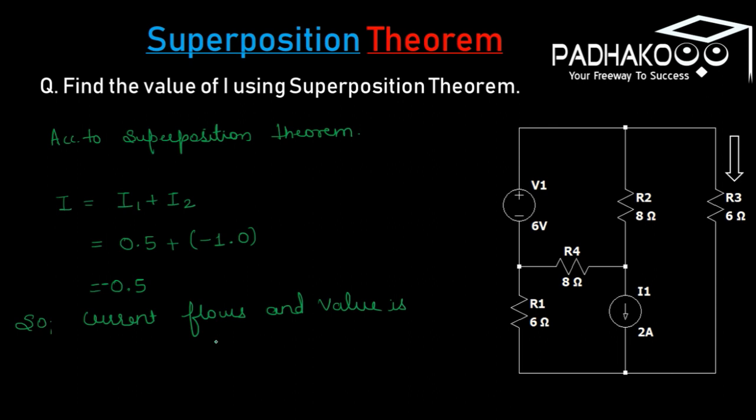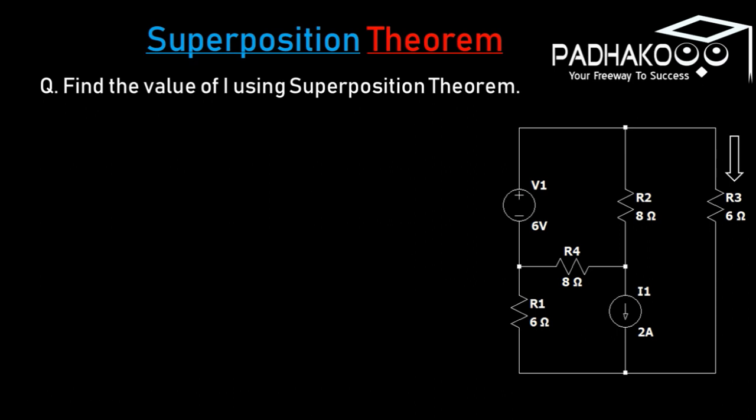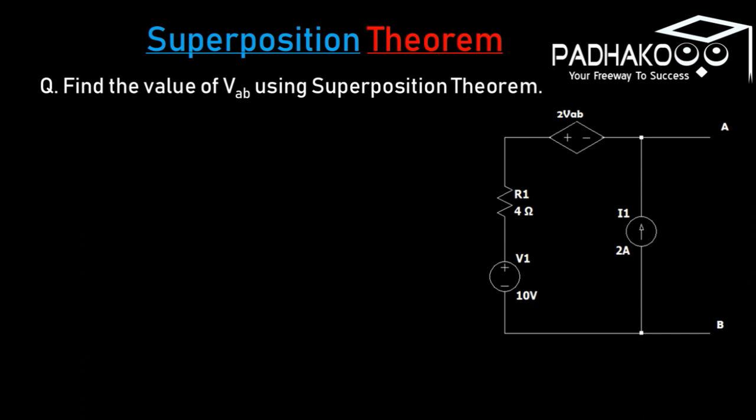The value is 0.5 ampere, and the direction is upward. Okay, now solving another question: the value of VAB using the superposition theorem. Here the value of VAB is to be calculated.